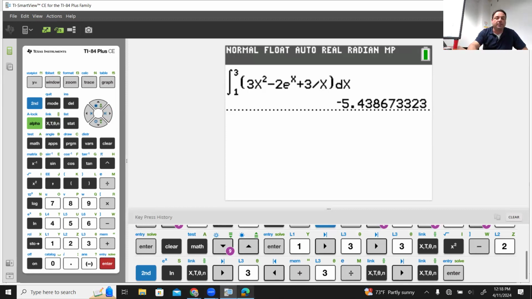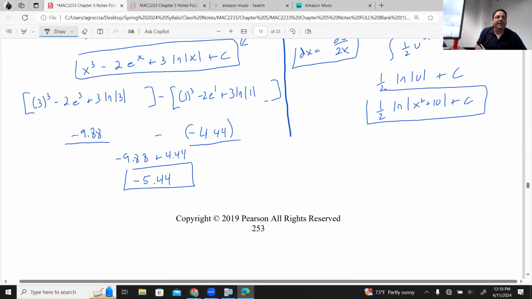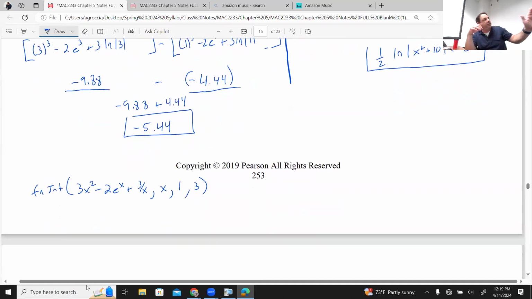Now, if your calculator looked a little different, if your calculator said like f of n, int, and is waiting, what is it waiting for? It's waiting for the original, 3x squared minus 2 e to the x plus 3 over x, comma, x, comma, lower number, comma, upper number. It's all the same stuff, just in a little different order. The original, comma, x, comma, always lower, comma, upper, and you'll get the same answer, negative 5.44.